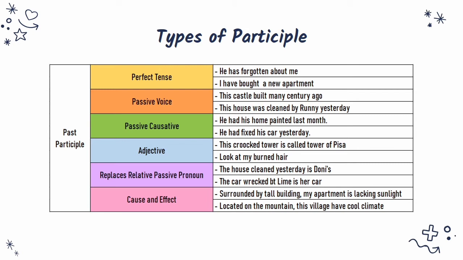Past participle replacing a relative passive pronoun. For example, the house cleaned yesterday is Donnie's. The car wrecked by Lime is her car. Past participle for cause and effect. For example, 1, surrounded by tall buildings, my apartment is lacking sunlight. 2, located on the mountain, this village has a cool climate.